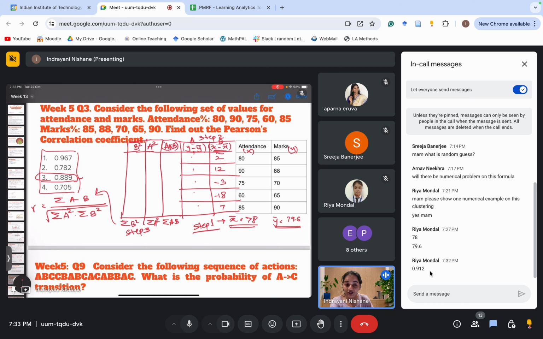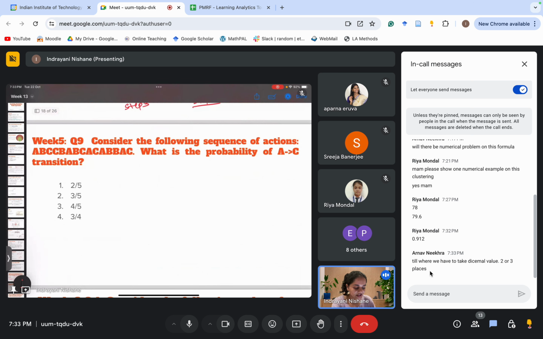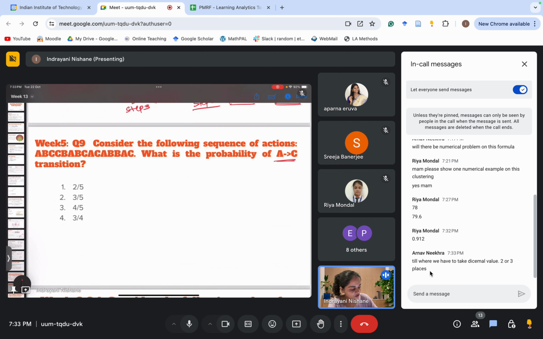Okay, so I'm moving to the next question. Question 9 is, consider the following sequence of actions. They have given the sequence of actions. Now what is the probability of transition from A to C? So what is the total number of transitions from A to X? X is any state.